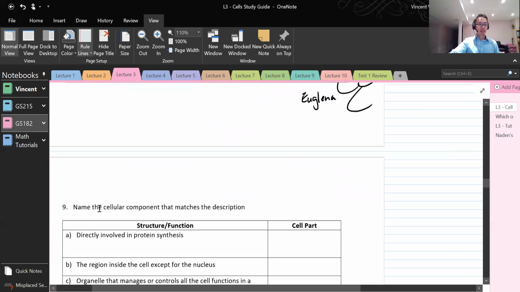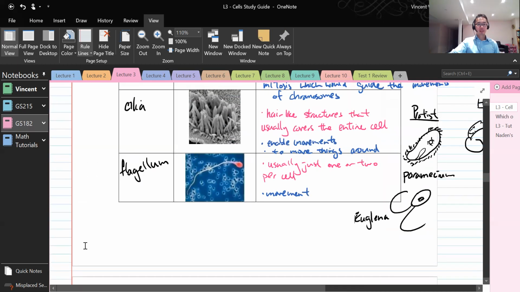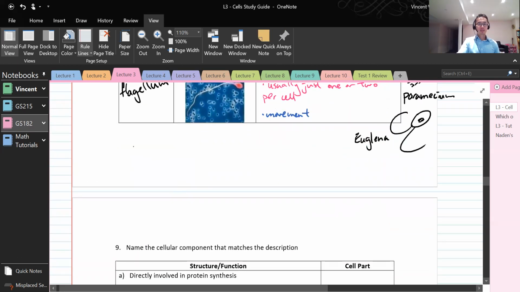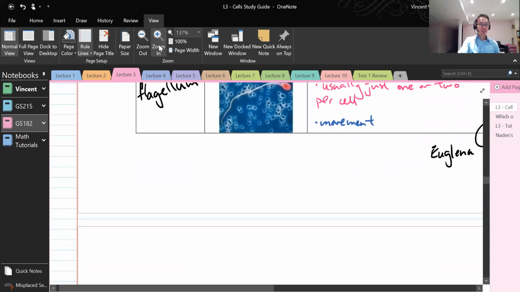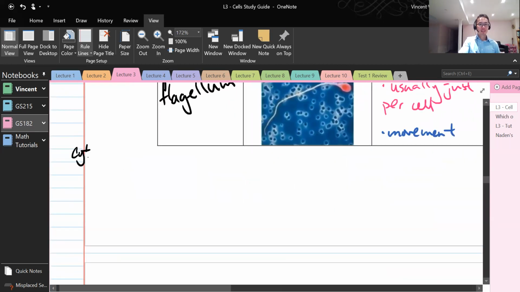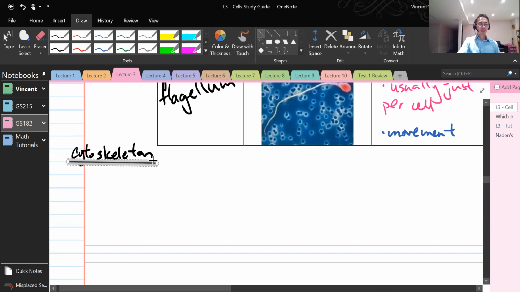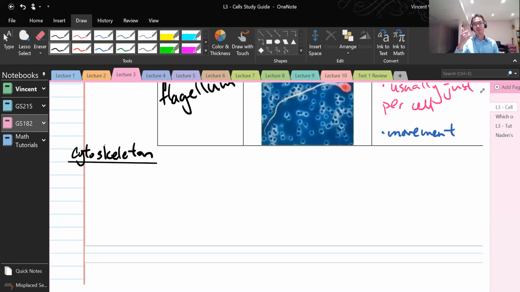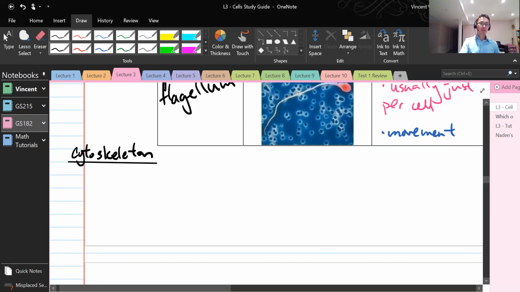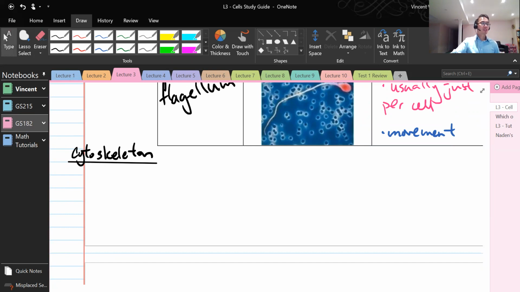Okay, I just want to spend a quick moment here with a little bit of space. Let's talk about the cytoskeleton just briefly. Just a quick summary. Cytoskeleton in general either provides support for cell shape and structures, or helps move things around. There are three types of cytoskeleton that we should know.